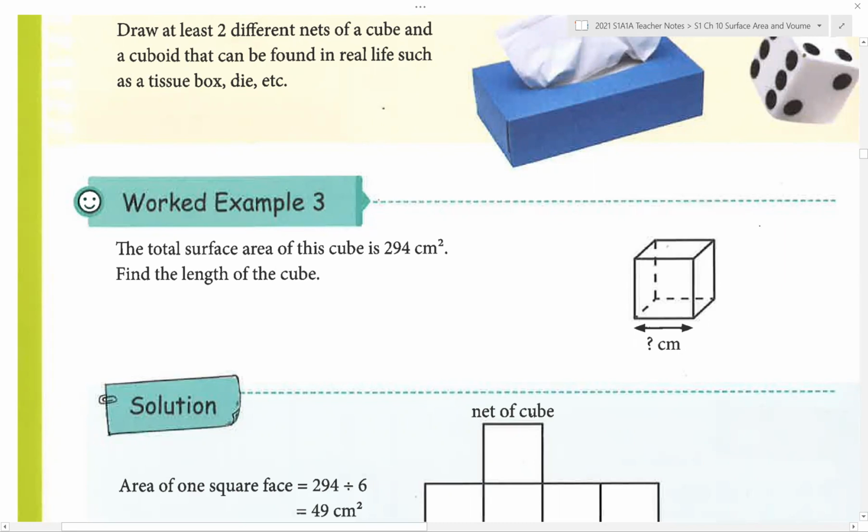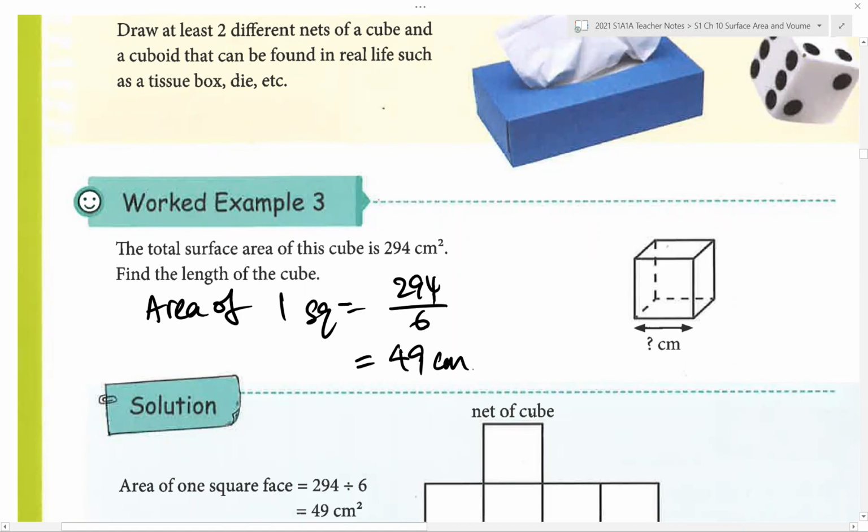So there are 6 squares, right? There are 6 squares. 294. One square, how much? Okay, area of one square. 294 divided by 6, what do you get? 49. So area of one square is 49.